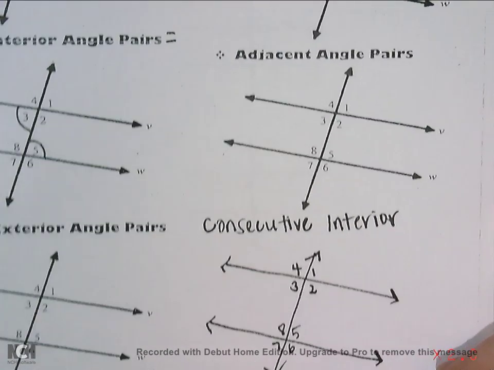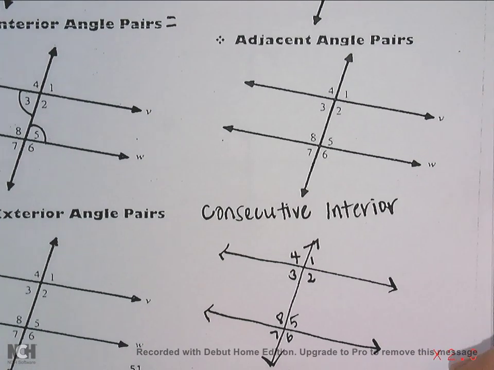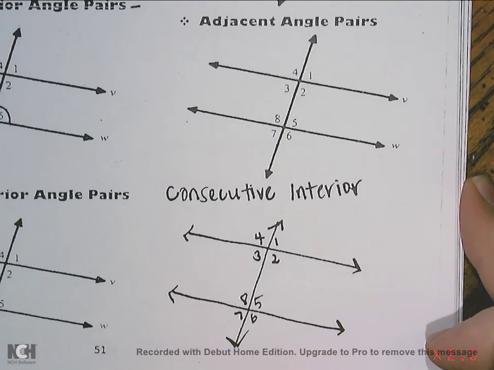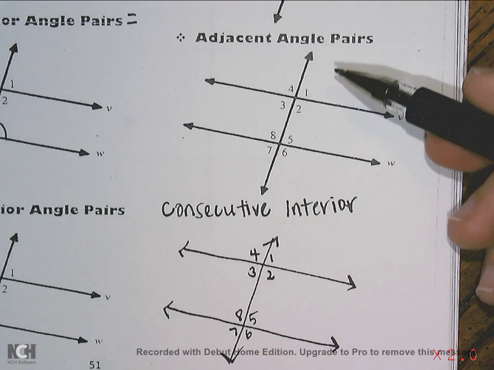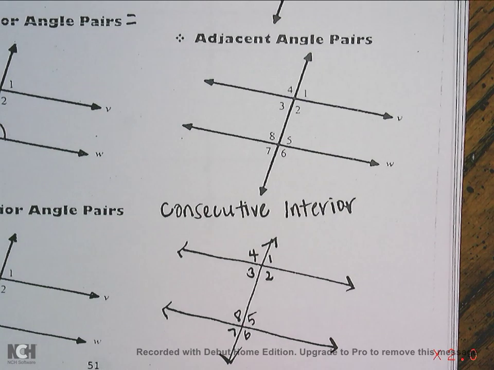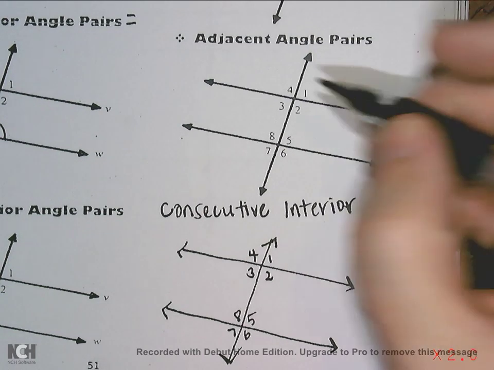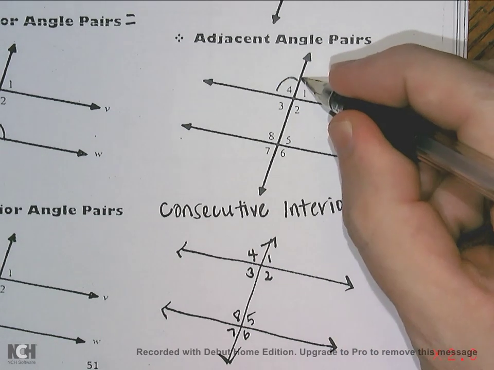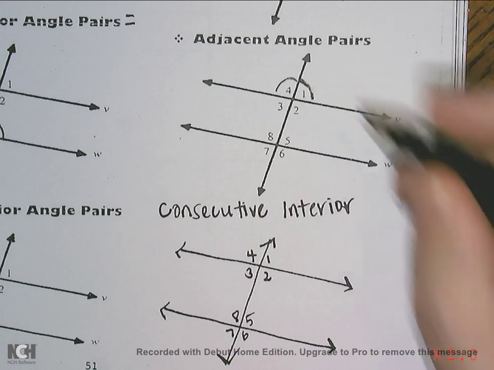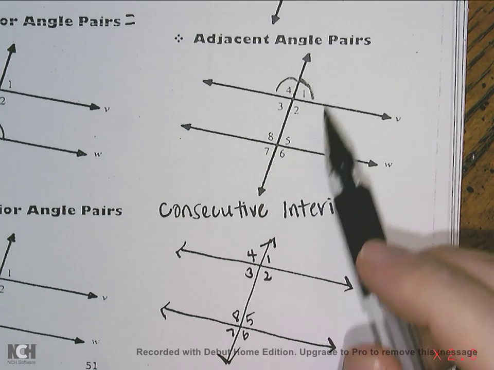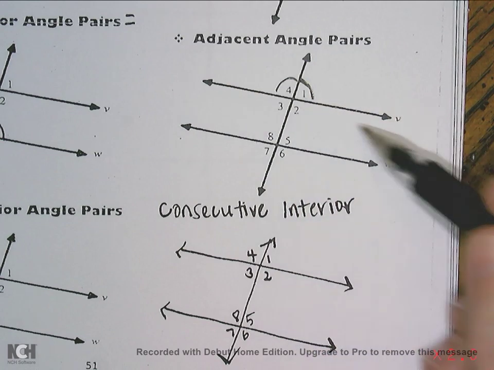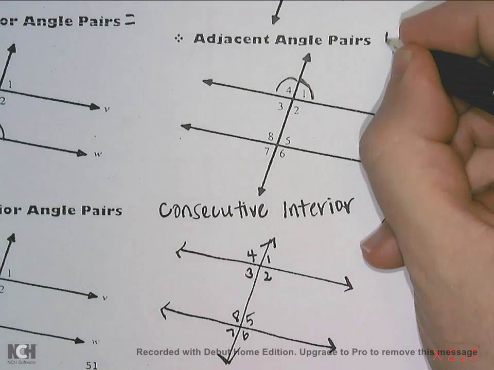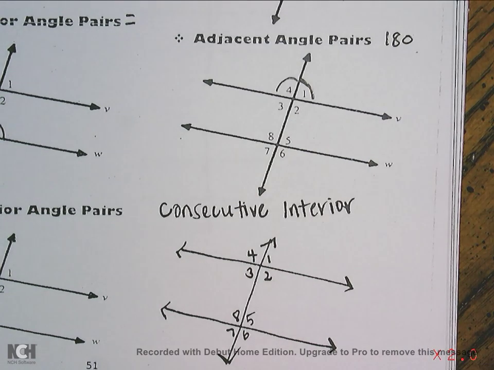Adjacent angles. These are angles that are right next to each other. They share a side. Pretty tough, right? So if I'm talking about angle 4, an adjacent angle to that would be 1. Okay? And they share that same side. Now you'll notice they form a straight line when you put them side by side, which means these add up to 180. These are supplementary angles.